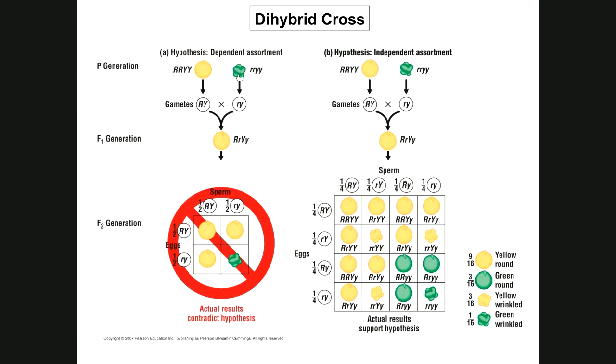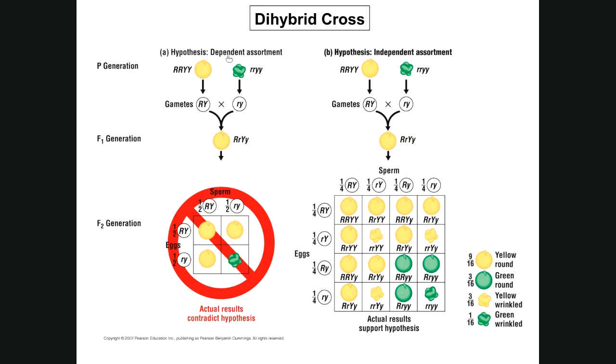Now, Mendel proposed two hypotheses. If dominant phenotypes for different traits and recessive phenotypes for different traits are linked together, then his first hypothesis he coined dependent assortment. In other words, if you inherit a dominant phenotype for one trait, then every other trait that we look at is also going to be a dominant phenotype because they're dependently assorted. They're always passed on together.